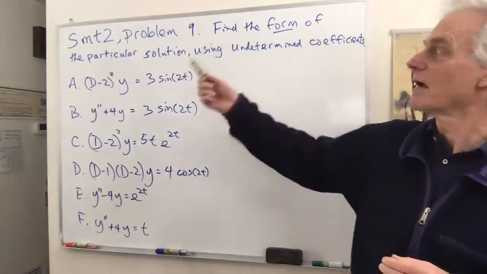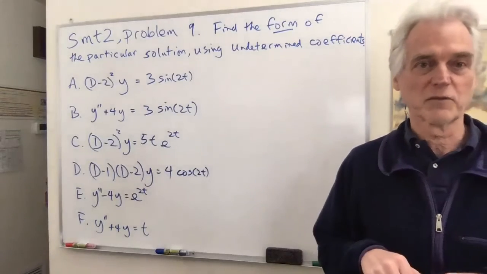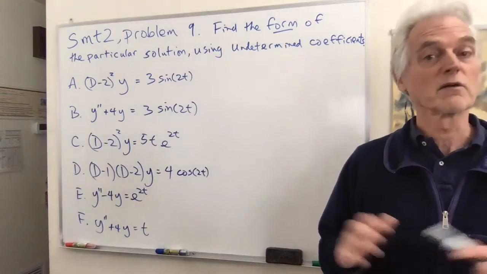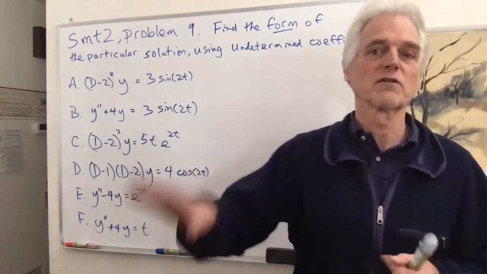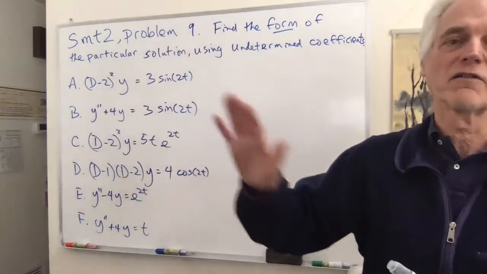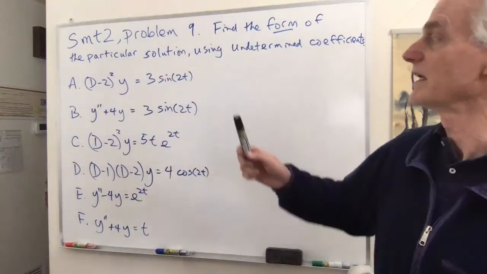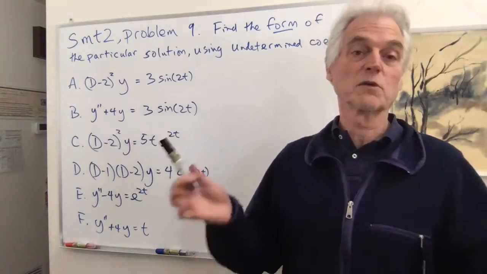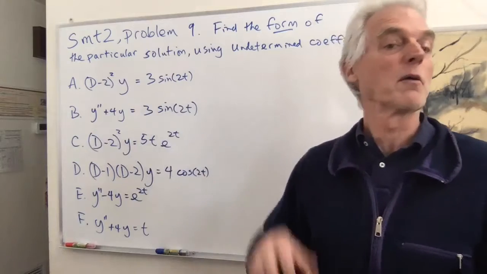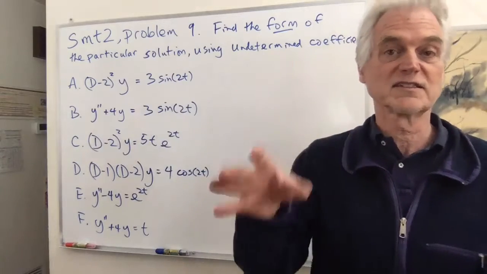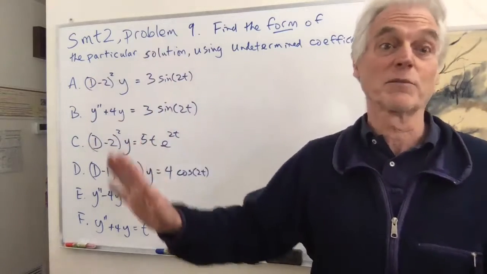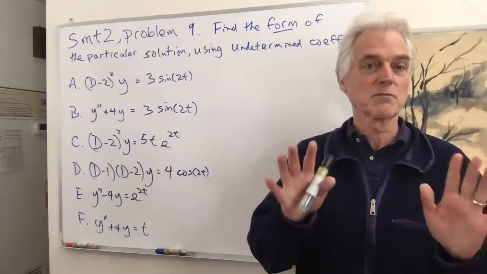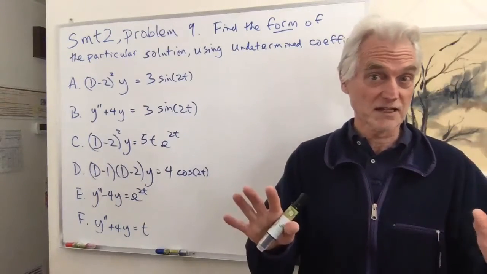Today, I'm going to talk about problem 9 from the sample midterm. This is about the method of undetermined coefficients, and in particular, finding the form of the particular solution to a linear, non-homogeneous ODE with constant coefficients. But we're not going to try to find those constants A, B, C, however many there are, because that takes a lot of work. But this part doesn't really take much work, just understanding.